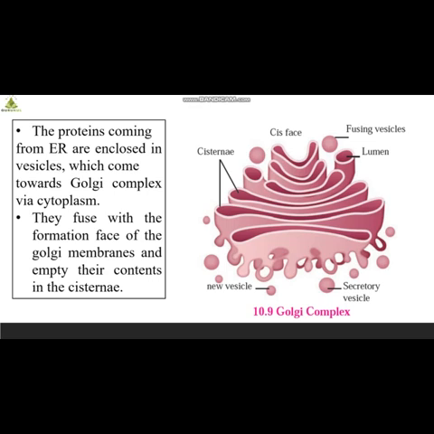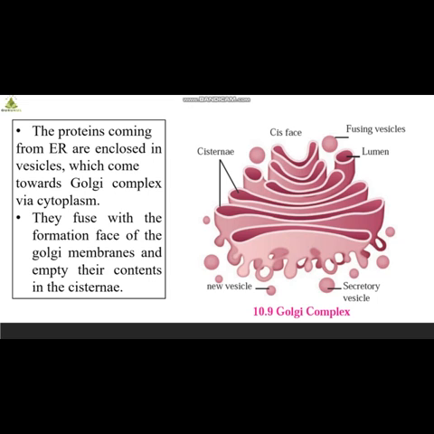Okay, transfer of proteins from one part to another. Now, the proteins which are coming from the endoplasmic reticulum are enclosed in vesicles. If you see the figure, the words "fusing vesicles" are written, and some circular structures are there. These vesicles are coming from the endoplasmic reticulum. They will come towards the Golgi complex via the cytoplasm. So the proteins coming from the ER are headed towards the Golgi complex via the cytoplasm.